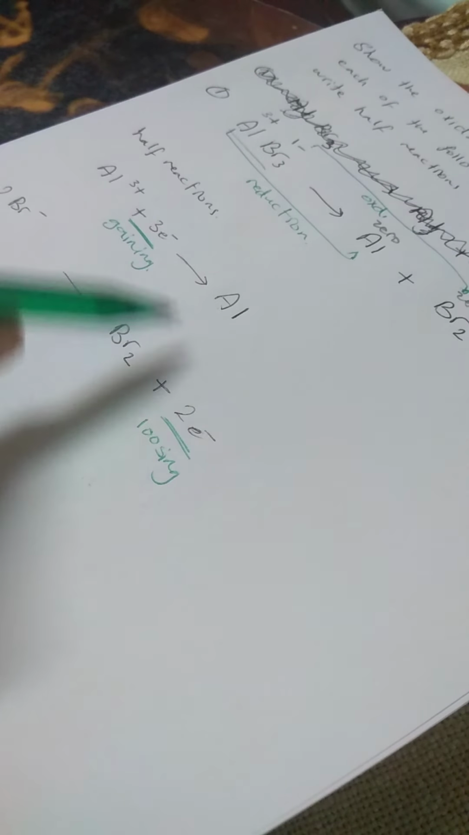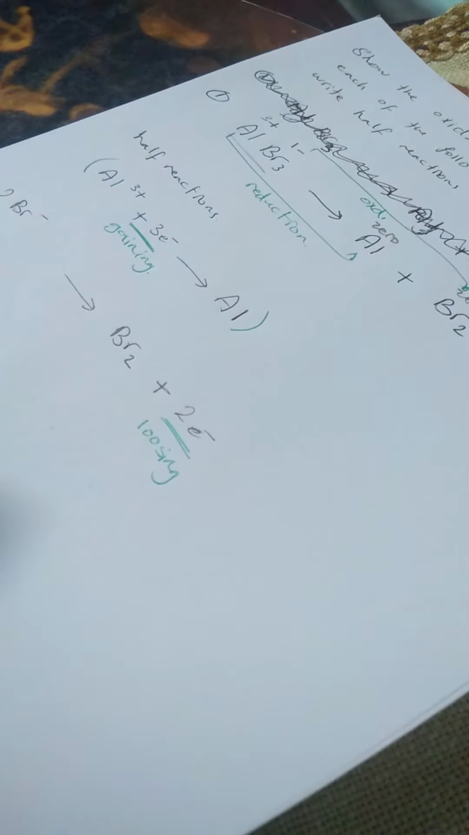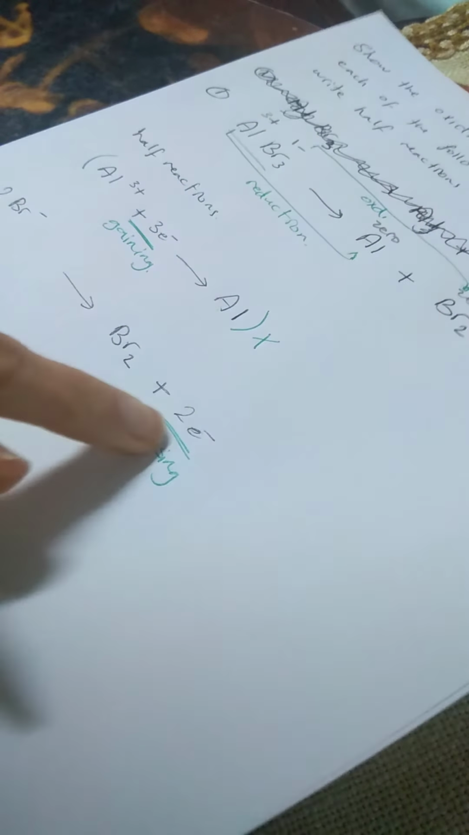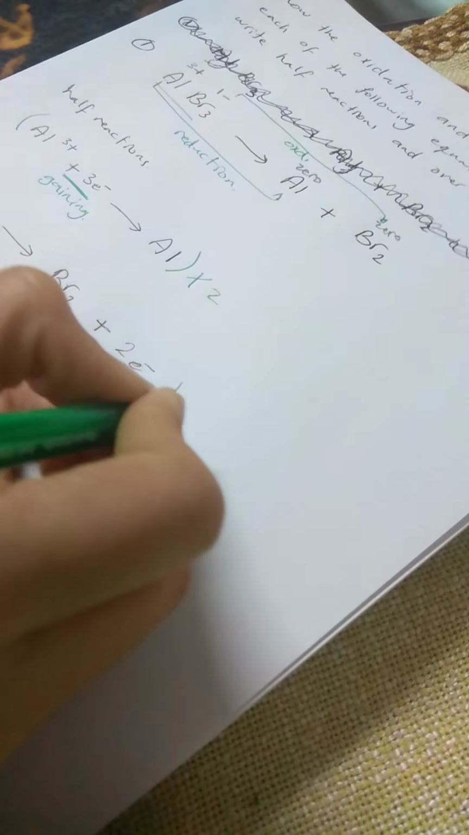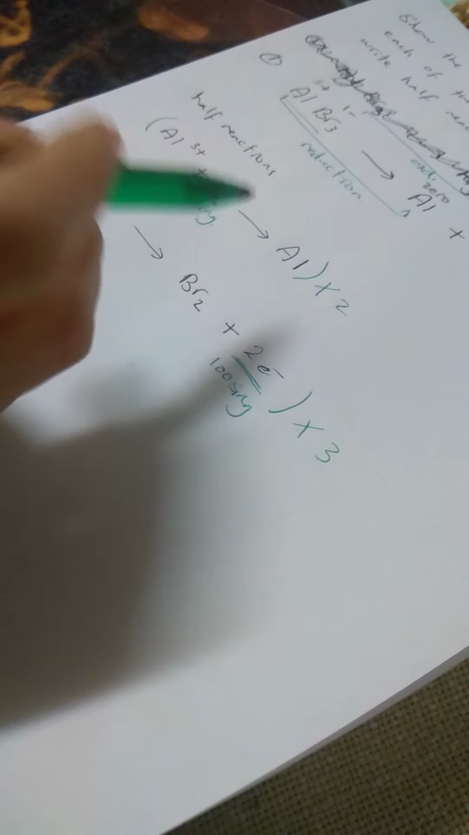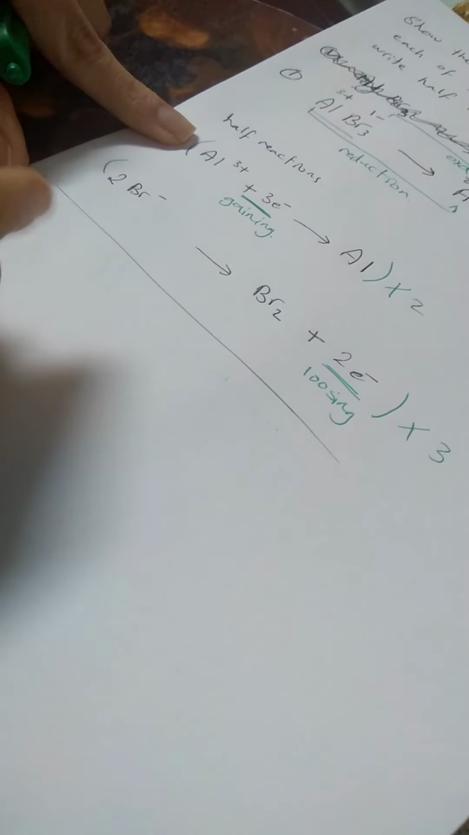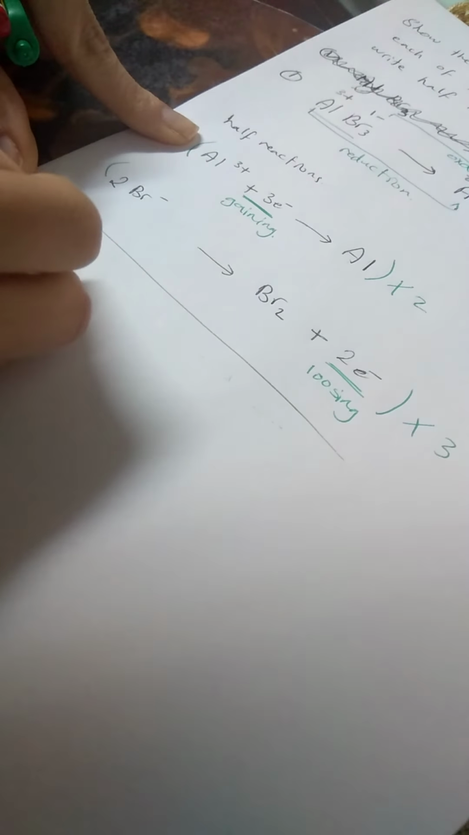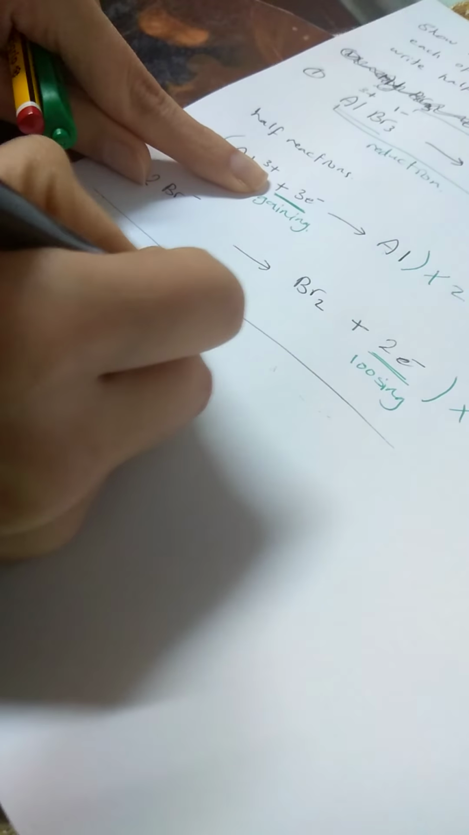Okay, now the overall reaction, which is in the question. We have to make the numbers of electrons equal. So we will multiply this by 2, and we will multiply this by 3. By multiplying the first one by 2, we will have 2Al plus 3 plus 6 electrons. 2 by 3 equals 6.